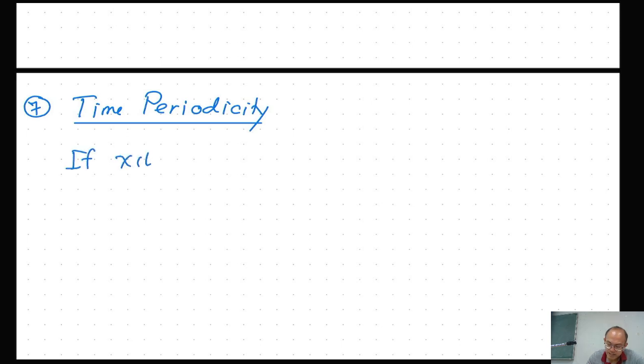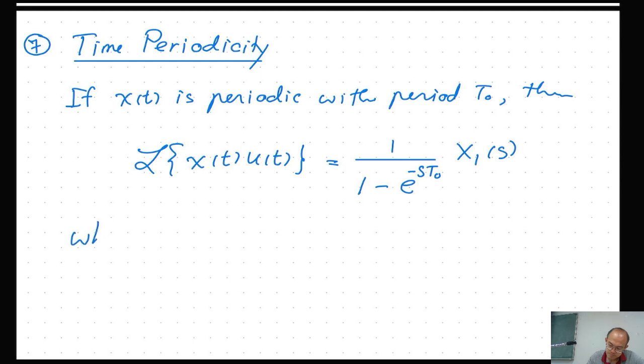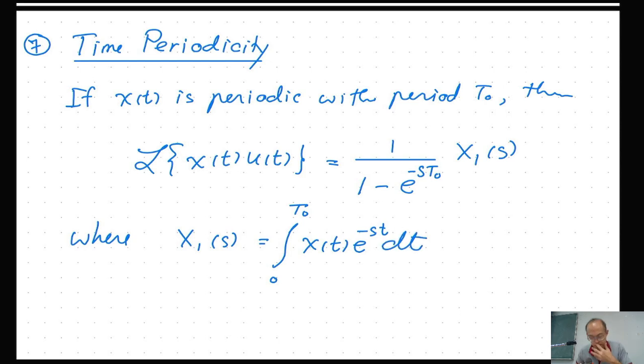If x(t) is periodic with period t0, then the Laplace transform of x(t)u(t) is equal to 1 over 1 minus e to the negative s t0 times X1(s), where X1(s) is the Laplace transform of x over one period. This is time periodicity.